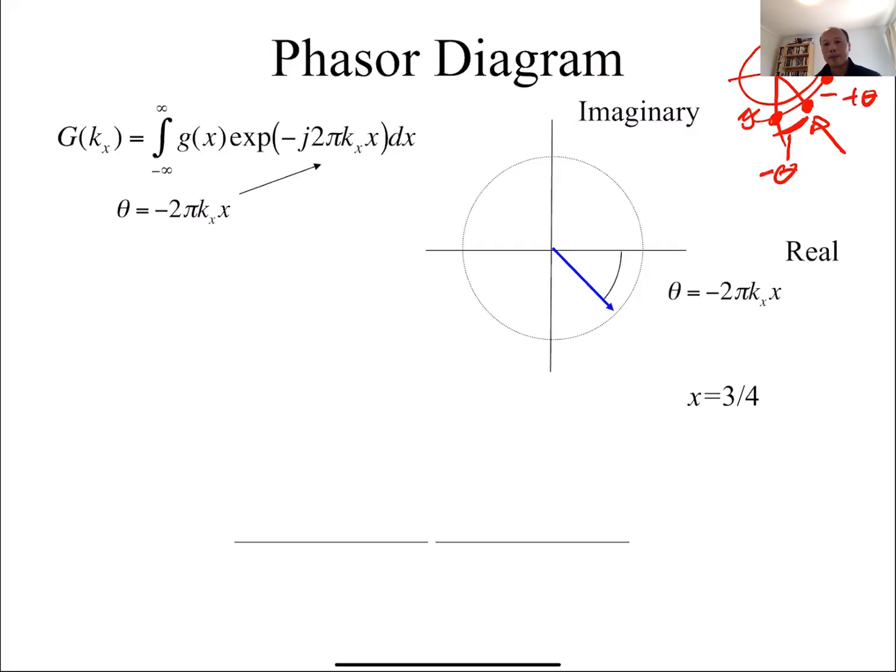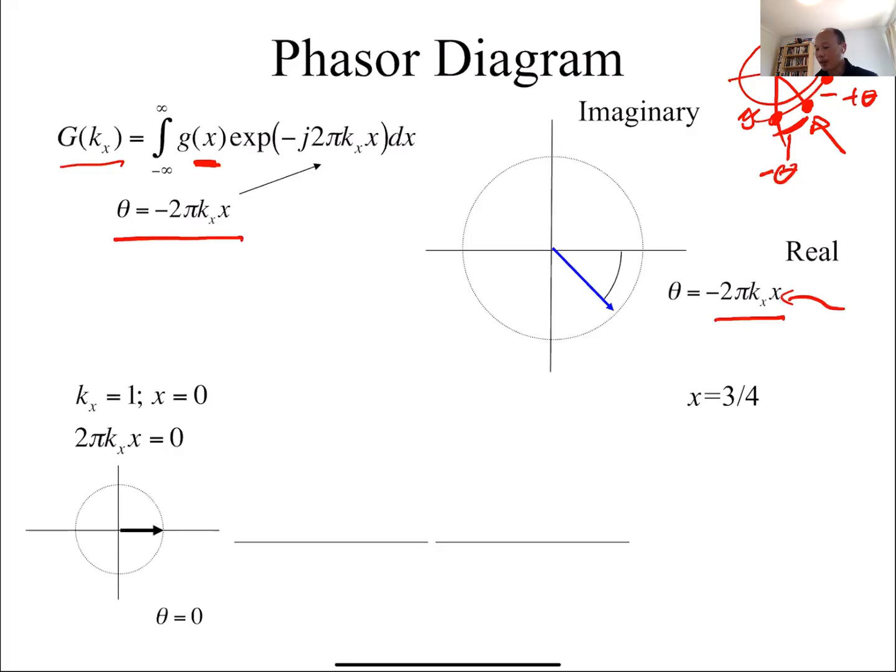All right, good. So this is the definition of the 1D Fourier transform. Remember, we have some object g of x times e to the minus j 2 pi kx x. So we know we need a phase term of the form theta equals minus 2 pi kx x. We basically want phasors that have a theta that follows where we are: depending on kx, it will have a phase that depends on x according to this formula.